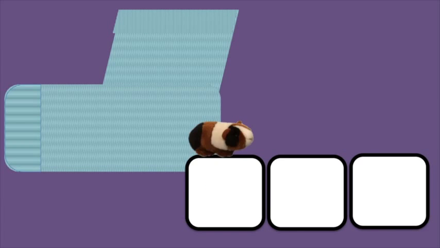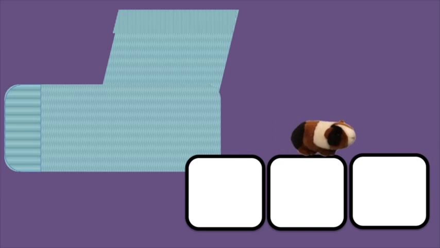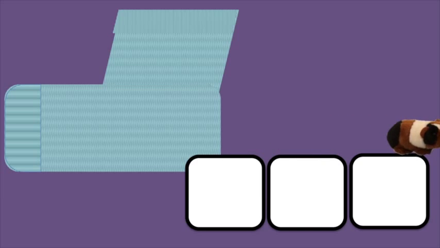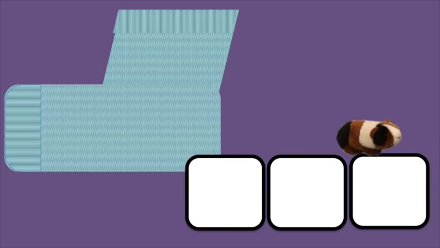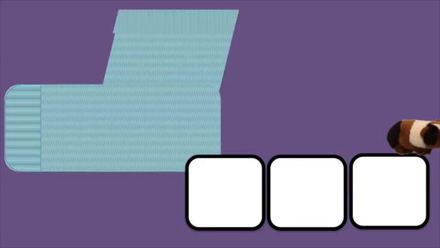Let's try another. Sock. Pause the video and write in your S sound. The S was at the beginning of the word, sock.